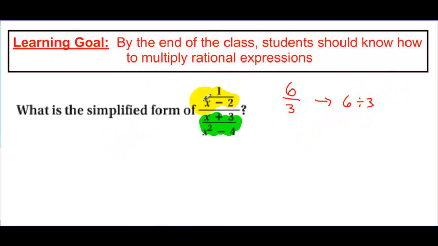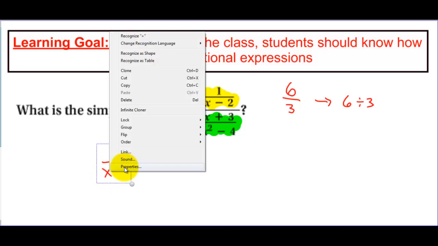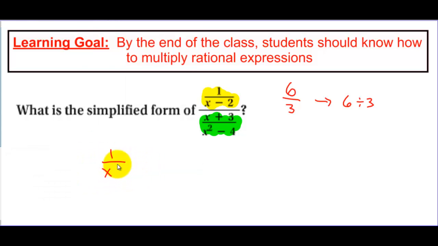So watch what we do. I'm going to take the top numerator, and I'm going to say 1 over x minus 2. Okay, 1 over x minus 2. And then the fraction bar is division. Okay, and then x plus 3 over x squared minus 4. Okay, and so this looks like the problems that we've done.